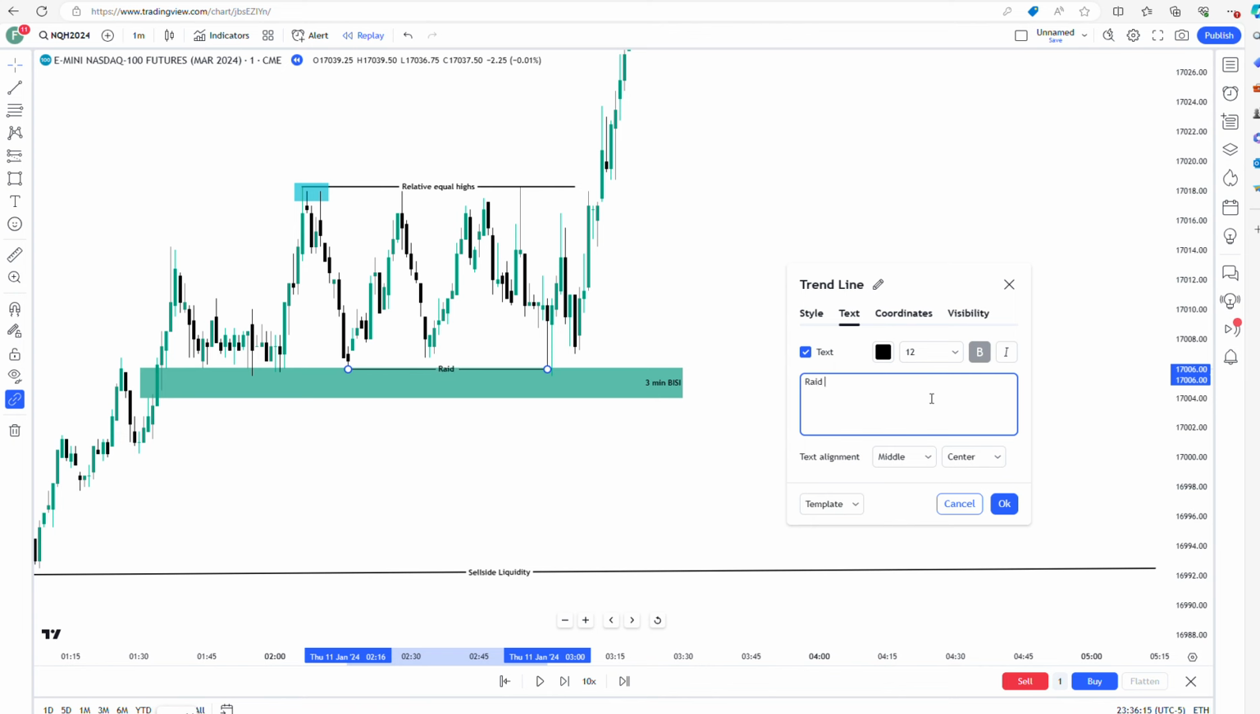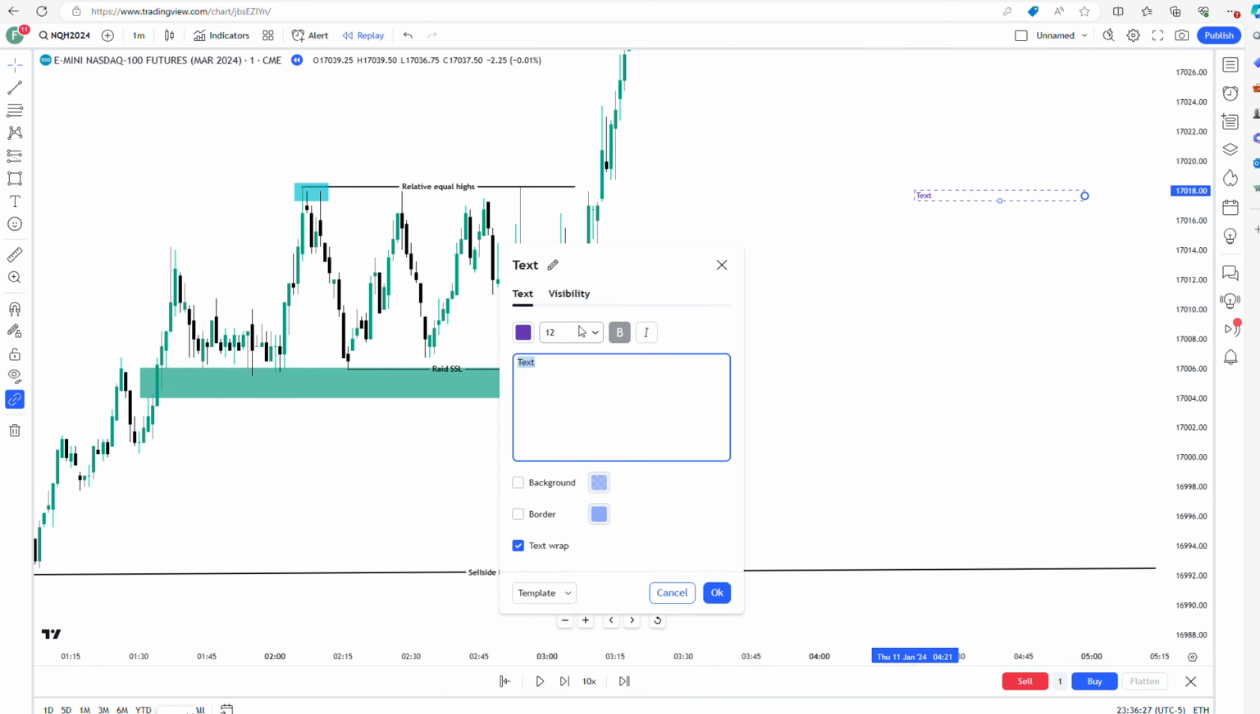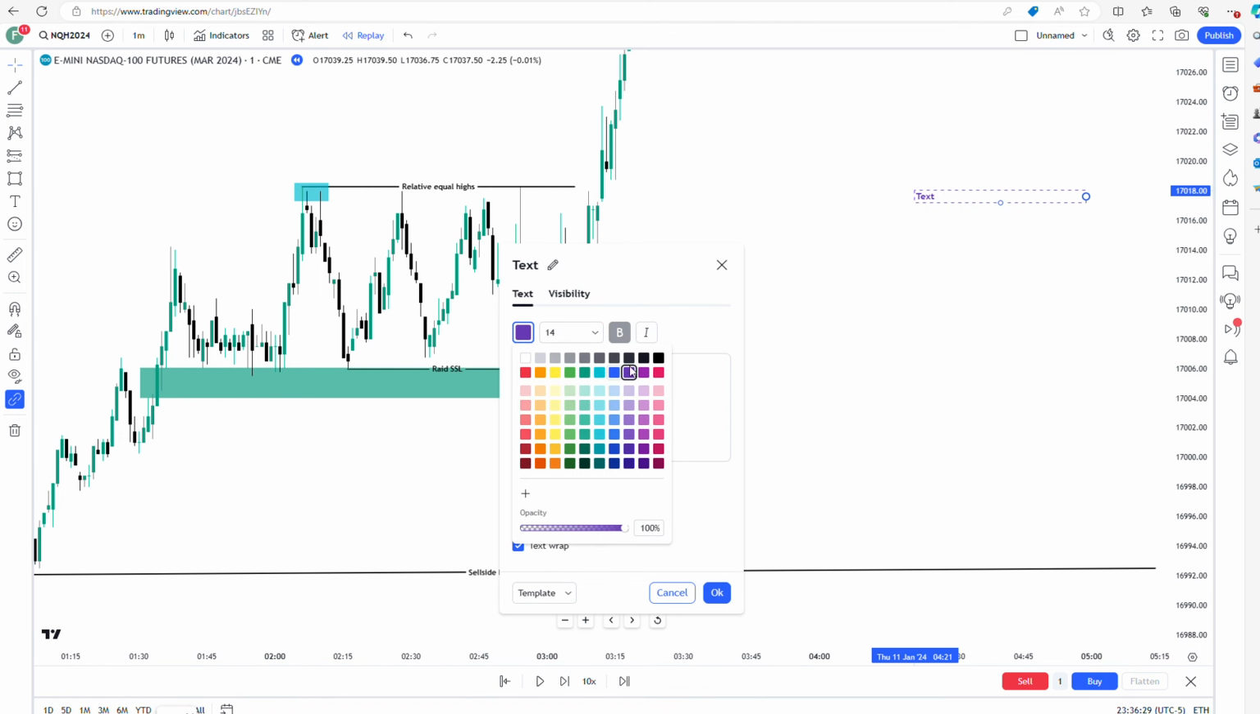So we've got a raid of sell side liquidity here. So if you're trading London Open, I don't see any opportunities here. There's no real opportunities. If you're trading Silver Bullet, well, that's the 3 o'clock candle. Now, I might have mentioned this before in some of my other videos, but I want you to observe for yourself and back test and forward test this.